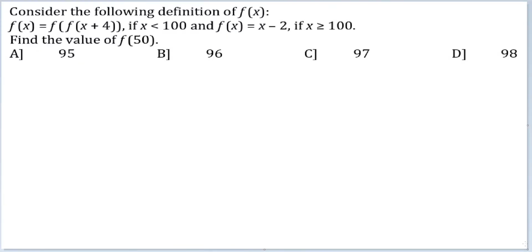Let's look at this question. Consider the following definition of f(x). f(x) is equal to f(x+4) if x is less than 100, and f(x) is equal to x minus 2 if x is greater than or equal to 100. Okay, find the value of f(50).